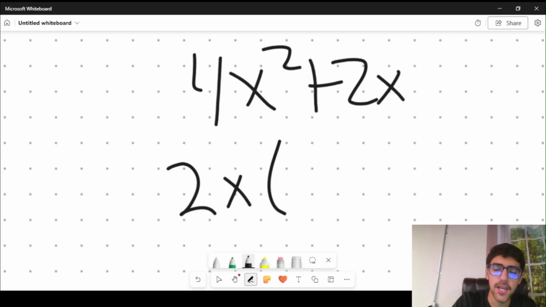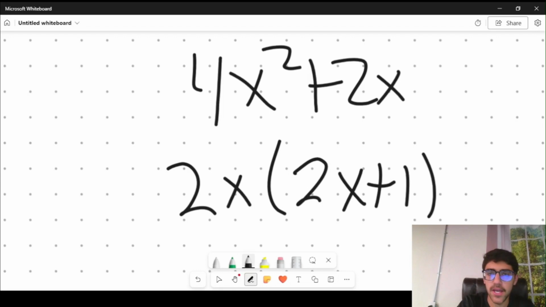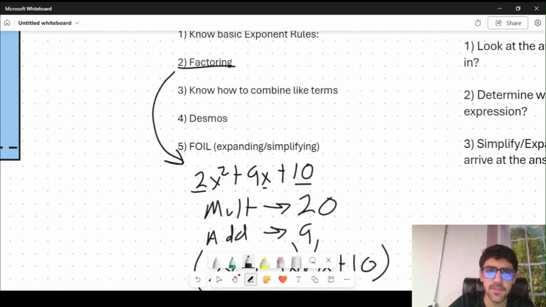So let's say you take out 2x, you are left with 2x plus 1. It's important to make sure that when you do 2x divided by 2x, it doesn't become 0, it becomes 1. So that's a common mistake. Always make sure that if you divide a number by itself, it's equal to 1 and not 0. If it's addition, it matters a lot because there's going to be a plus 1 here that you can't remove. Yeah, so that is it for the factoring part.